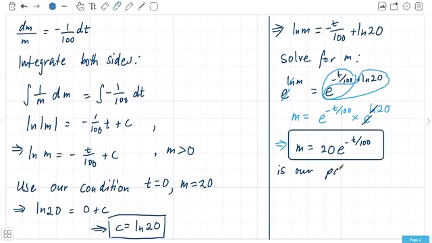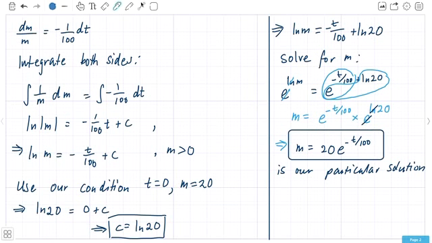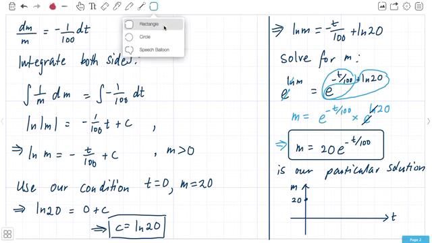Here's our particular solution. Now the last part of this question was to sketch the graph of m against t. So if we have a look at that equation for m, I'm just going to do a very rough little graph. So we've got t would be our independent variable, m is our dependent variable. We know that at the beginning of this process, we started with 20 kilos of sugar. Now the thing to look at is in an equation like this, and I'll just do this in red over here in a box.